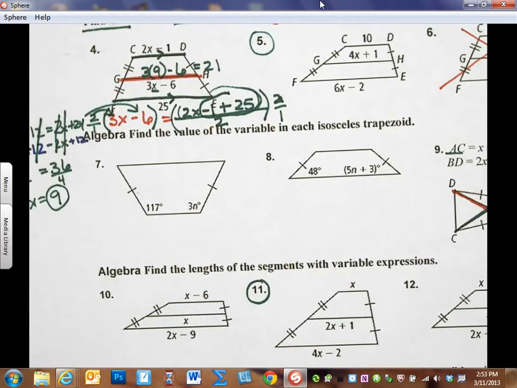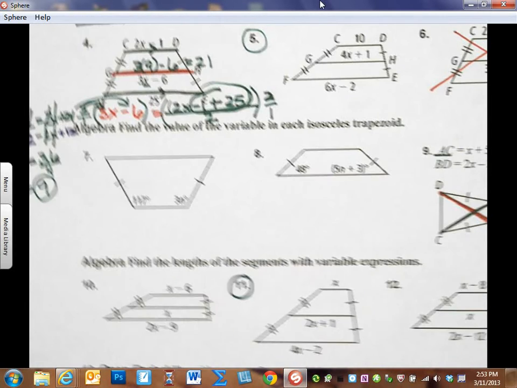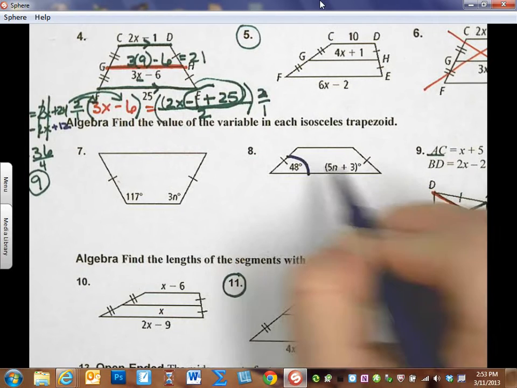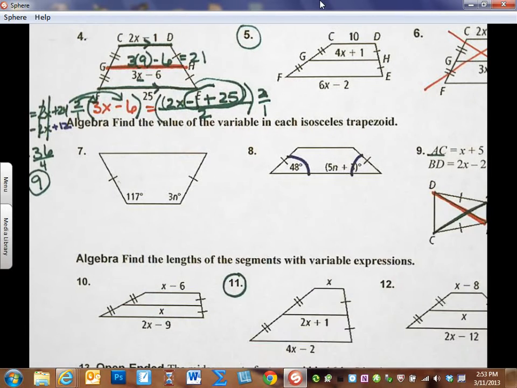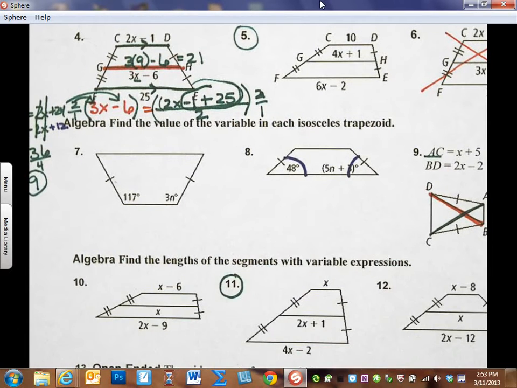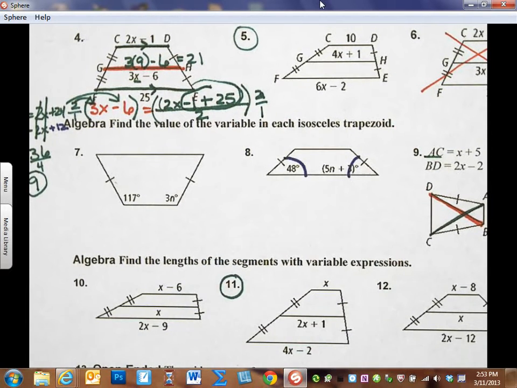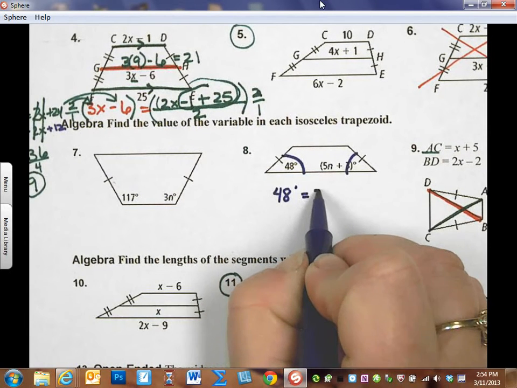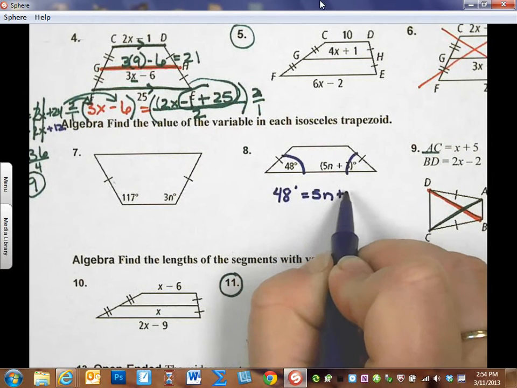You might want to look at your property charts because we have a couple of congruent things there. And when we have two congruent things, that's your equation. You identify the two things that are the same, which is exactly like what we're doing here. We know this angle and this angle are both base angles. I covered up the 3, so I hope you can forgive me. But base angles are congruent. What did I say? Congruent. You think equal. So 48 degrees equals 5n plus 3.